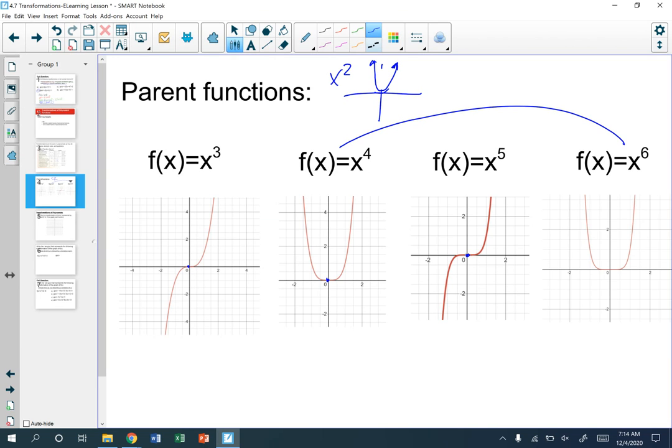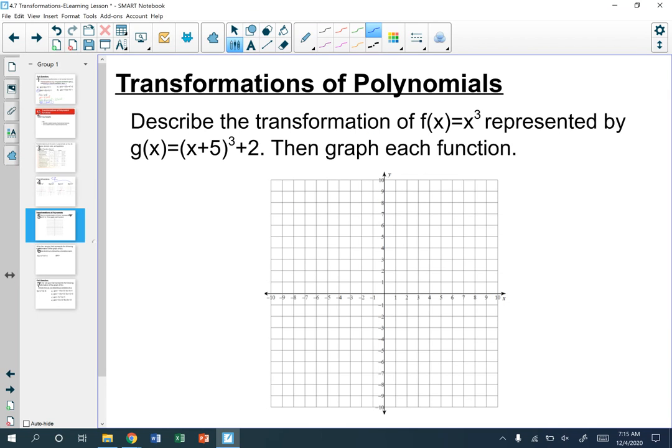All of them are very similar. It's just the higher the power we get, it's going to get a little more fat, and that's just going to continue for all even powers. And same with odd, that's just going to get a little more flat and stretch out the higher the power it goes.